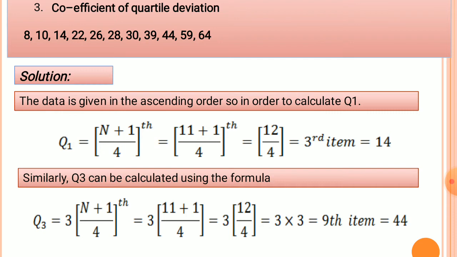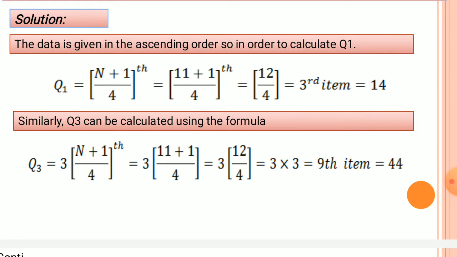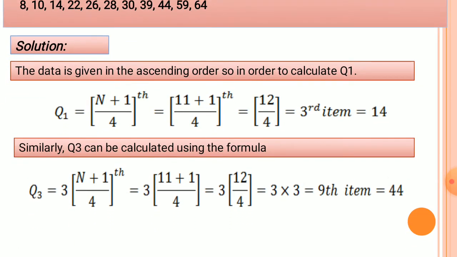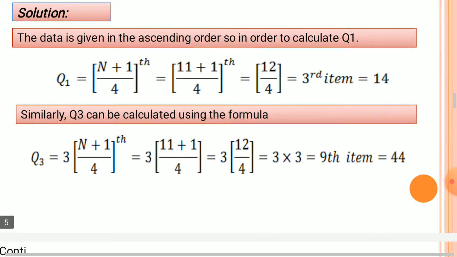Now calculate Q3. Q3 is equal to 3 into (n plus 1) by 4th item. 3 into (11 plus 1) by 4 is equal to 3 into 12 by 4. Therefore 4 ones are 4, 3s are 3 into 3 is equal to 9, the ninth item. So find which is the ninth item. The ninth item is 44. After finding the values of Q3 and Q1, apply the formula.